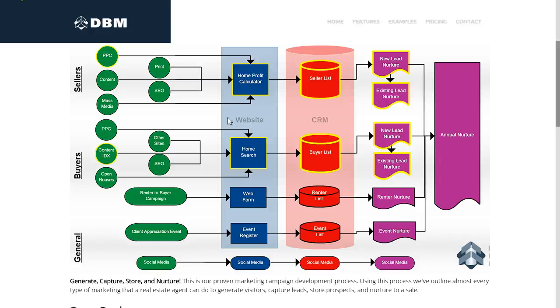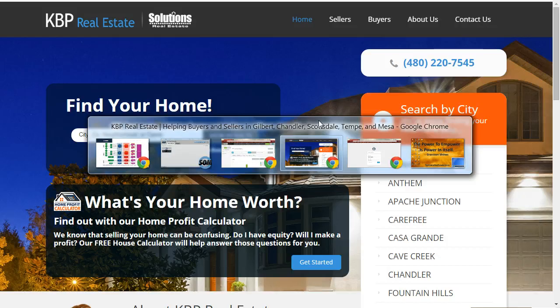So now let's see a live example of the generate, capture, store, nurture system. And again, the main components that we're going to talk about are the PPC, the content IDX. I'll show you how that works, the home search, home profit calculator, seller list, buyer list, and then the nurture campaigns. And again, we're going to really focus and drill in on the workings, the ins and outs of the CRM, or the marketing automation tool. So let's see that live example.